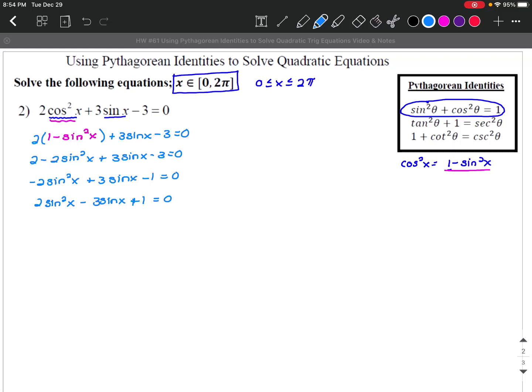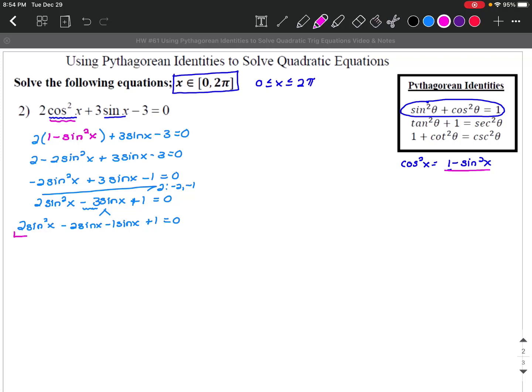Now we're ready to factor. This is a trinomial with a leading coefficient of 2. So we say, okay, 2 times 1, first times last, is 2. We need two numbers that multiply to positive 2 and add to negative 3. What would they be? That would be negative 2 and negative 1. So we're going to break this negative 3 sine x into negative 2 sine x minus 1 sine x. Then we keep the plus 1 equals 0.